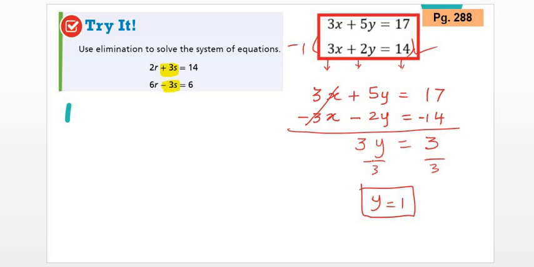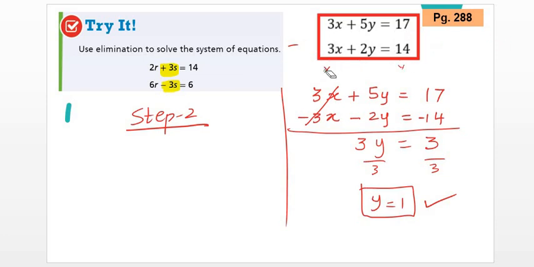Now what should I do? This is all step 1. What will be step 2 now? In step 2, we substitute the value that we got in step 1 into any of the equations. It's all our choice. I'll go with the second one. Why? Because it has a little bit smaller numbers. Or I can go with the first one. Doesn't matter. So let's write the first one.